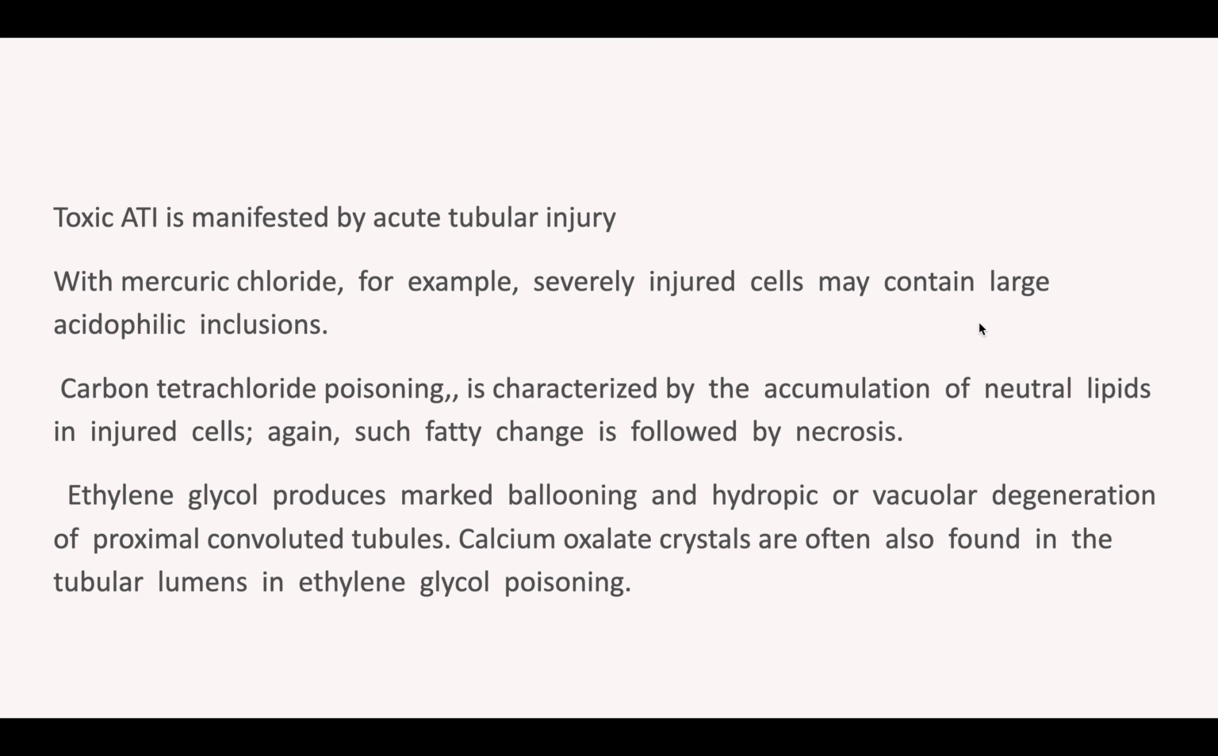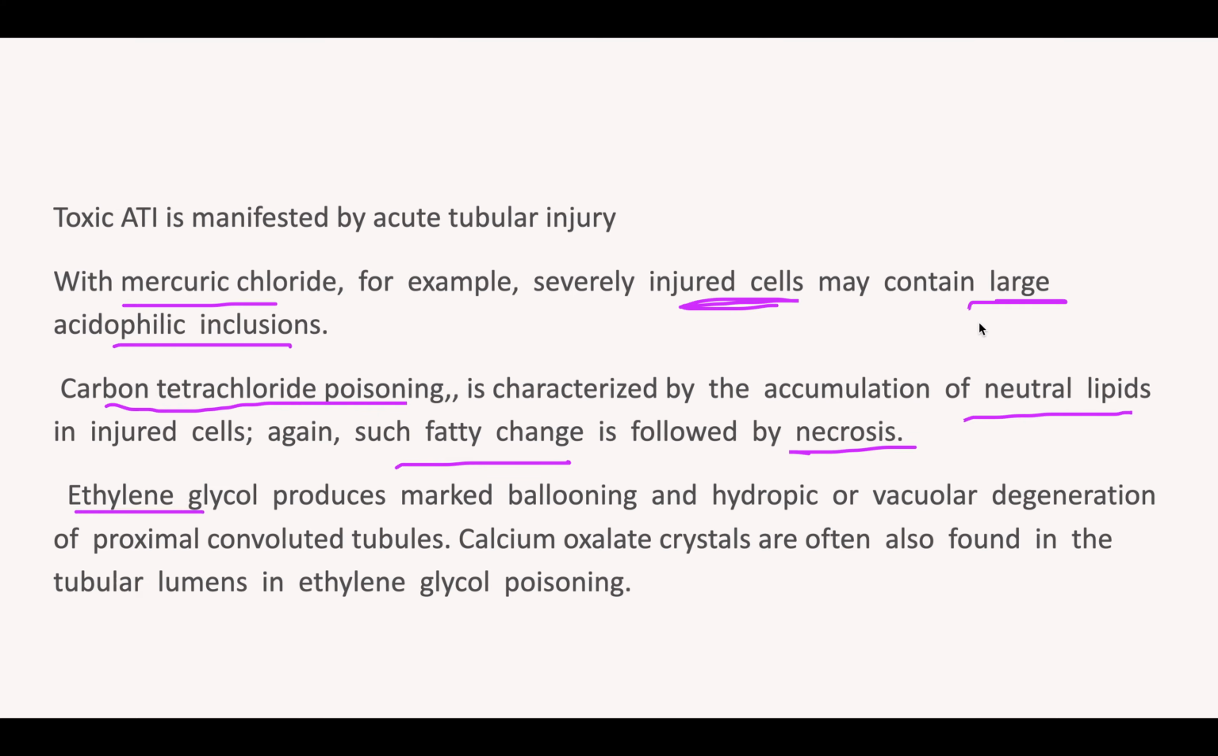Now morphology also depends on certain particular things about any toxins. If you are talking about mercuric chloride causing ATN, the tubular epithelial cells will have large acidophilic inclusions. These are certain things which are particular to that poisoning. Similarly, in carbon tetrachloride poisoning, in the injured cell, firstly there will be lipids present, then fatty change happens, and fatty change will be followed by necrosis. Again, this is particular to carbon tetrachloride, not to ATN.